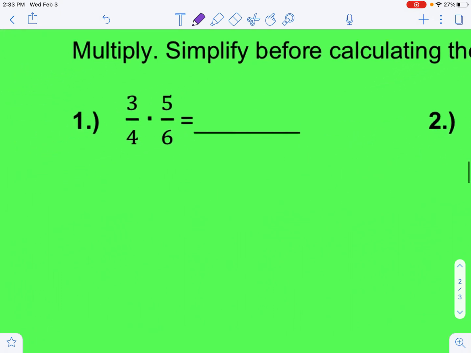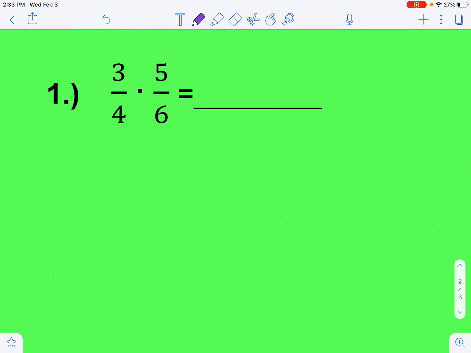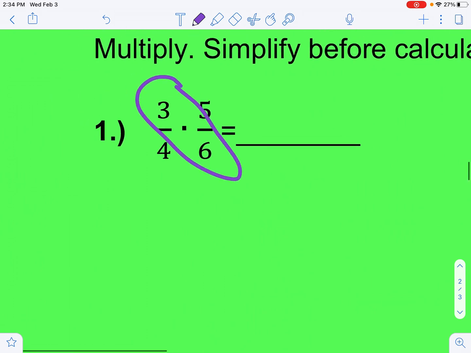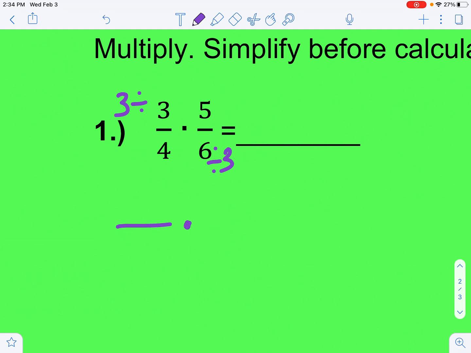Okay, so let's look at our first one. 3/4 times 5/6. So what we do is we look across like the butterfly method. 3 and 6. Could I divide both 3 and 6 by something? Yeah, I could divide both of these by 3. Okay, so let me rewrite this. 3 divided by 3 is just 1. And then 6 divided by 3 is just 2. So I simplified those two numbers.